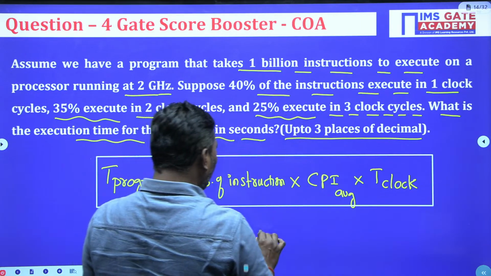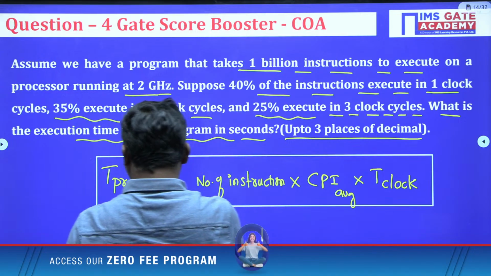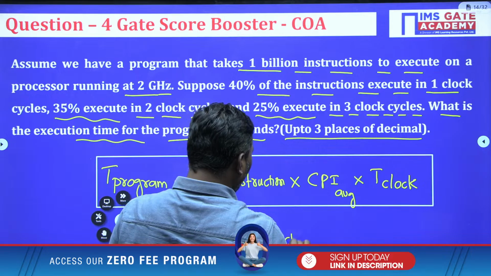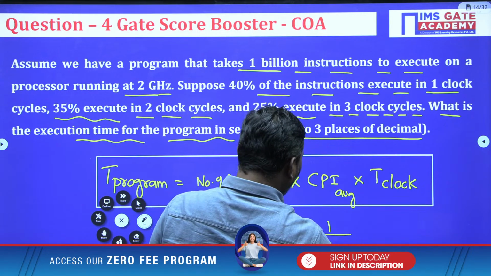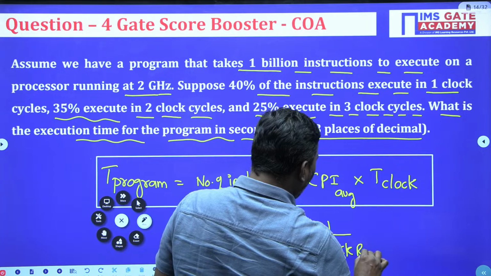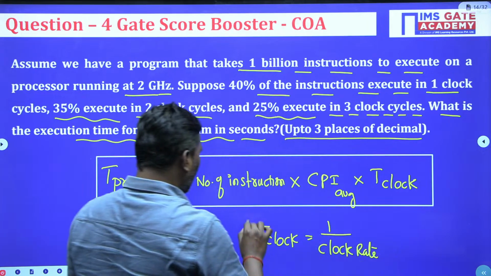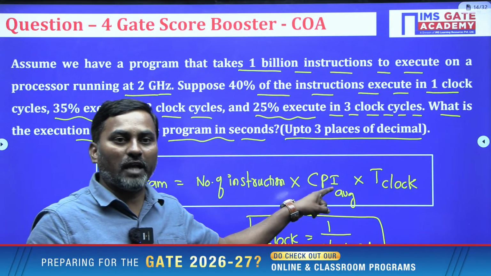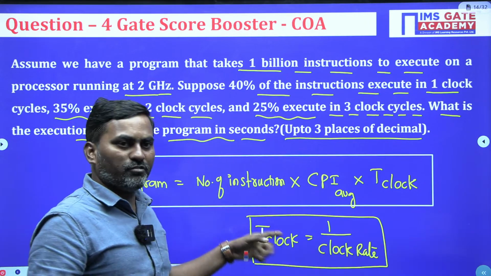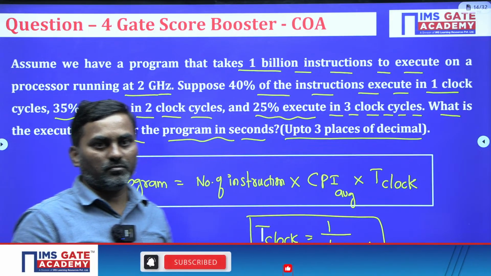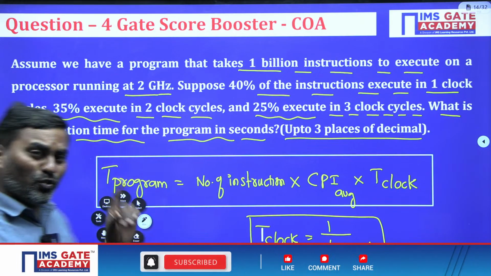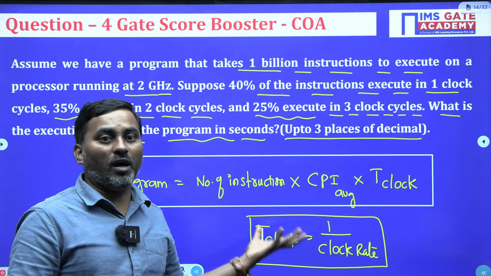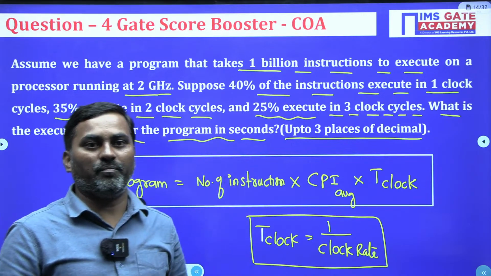Now, how to calculate the time for a clock? Time for a clock is the reciprocal of the clock rate of the processor, 1 by clock rate. This also you should understand. If you know the time of one clock, and the average number of clocks per instruction, multiply by the number of instructions and we get the time for a program. First you can get the average time of one instruction and multiply by this, or else you can do it directly.